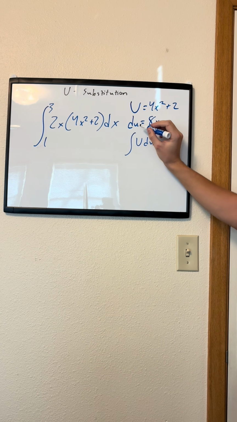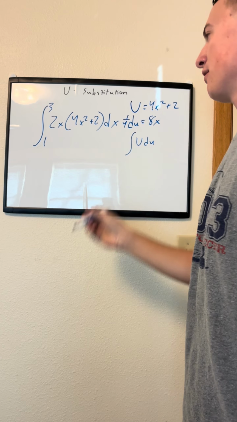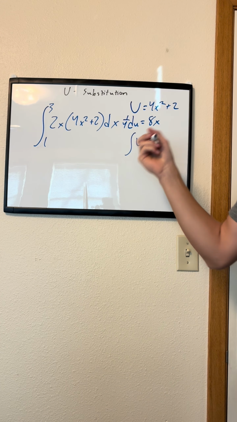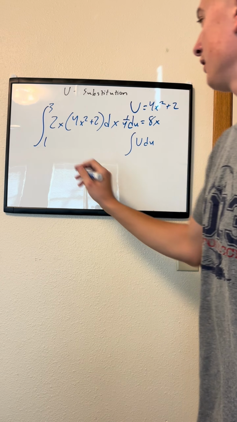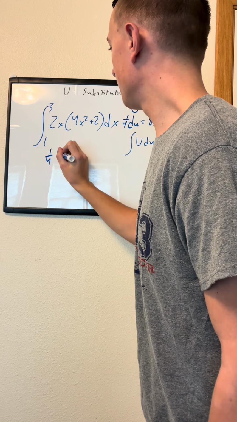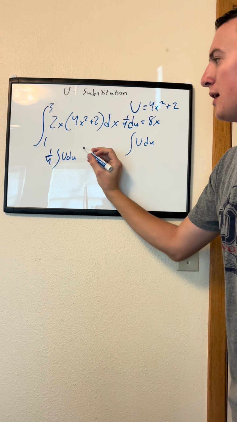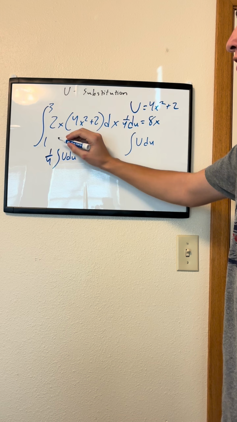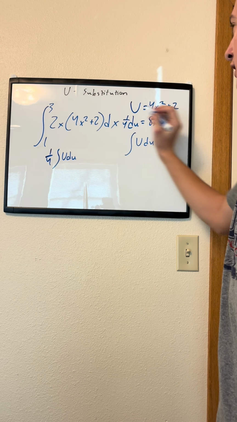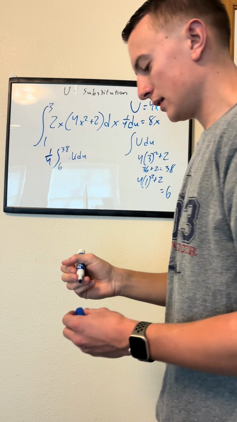So what do we need to do to du? Well, we need to multiply it by 1/4, or divide it by 4, in order to get the 2x over there. And so ultimately, this function becomes 1/4 the integral of u du. Now, where do we evaluate it from? Well, we're going to plug 1 into the function and 3 into the function, and once we get those, we're going to plug those in.